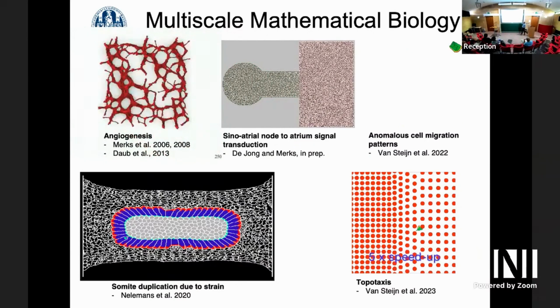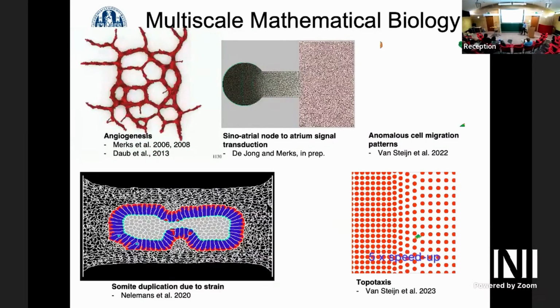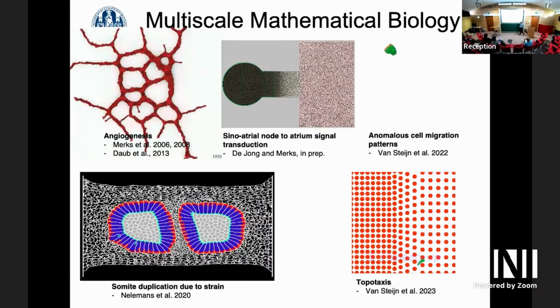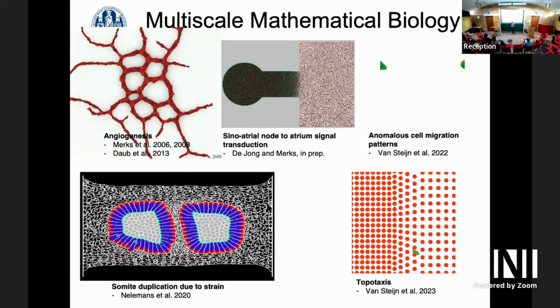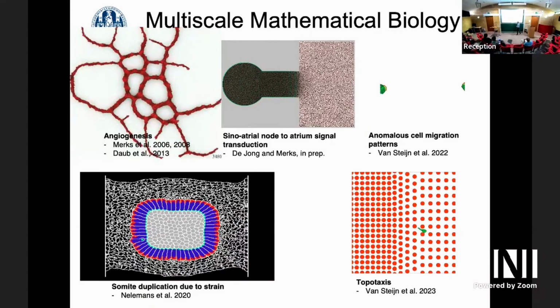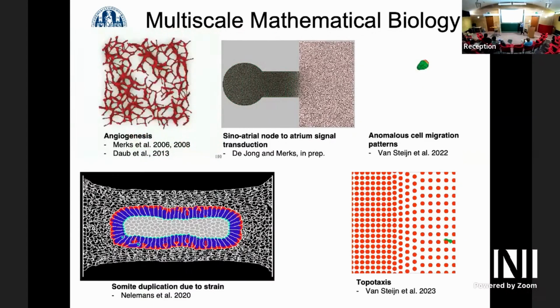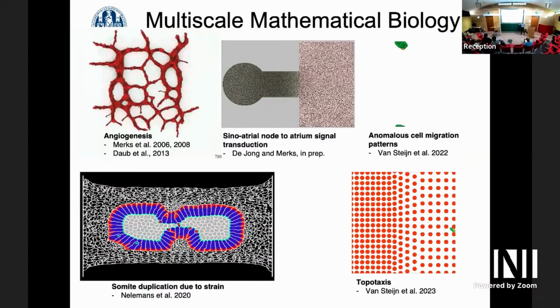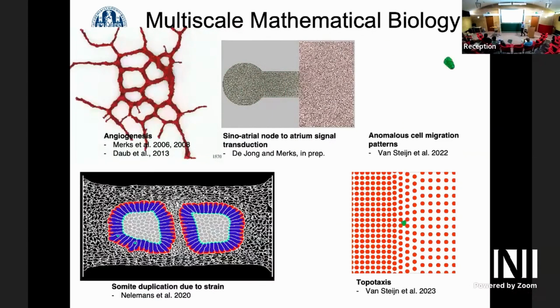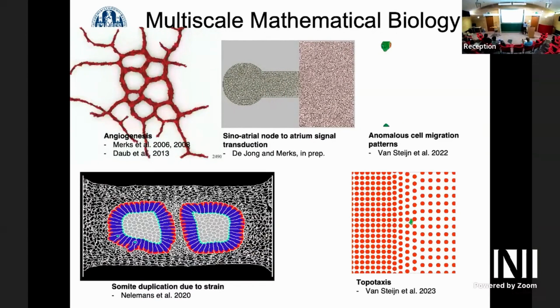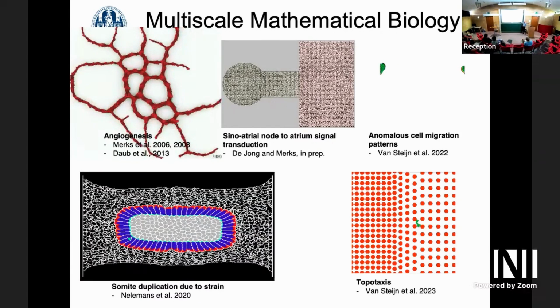We're also working on cell migration patterns. I'm going to tell you some about that today. But then we've also worked on mechanobiology, for example proliferation due to strain, and also on taxes. There's also a paper this week that came out in Biophysical Journal on this work. I don't have time to talk about this today.